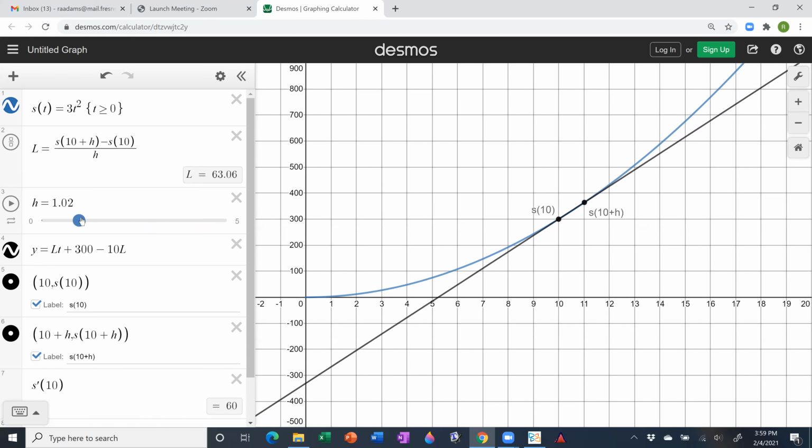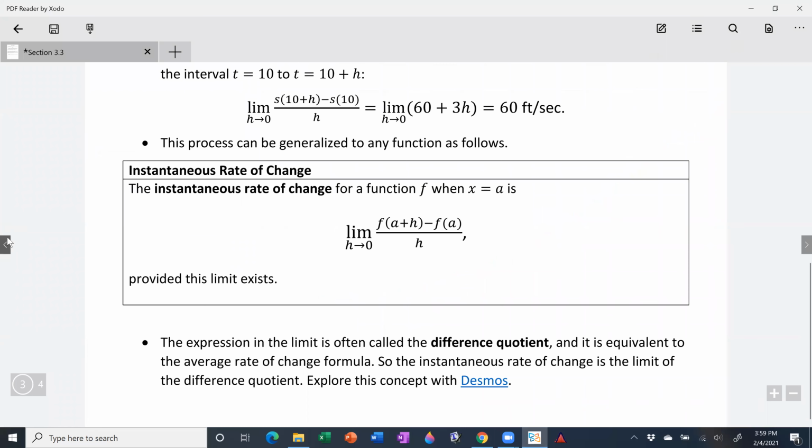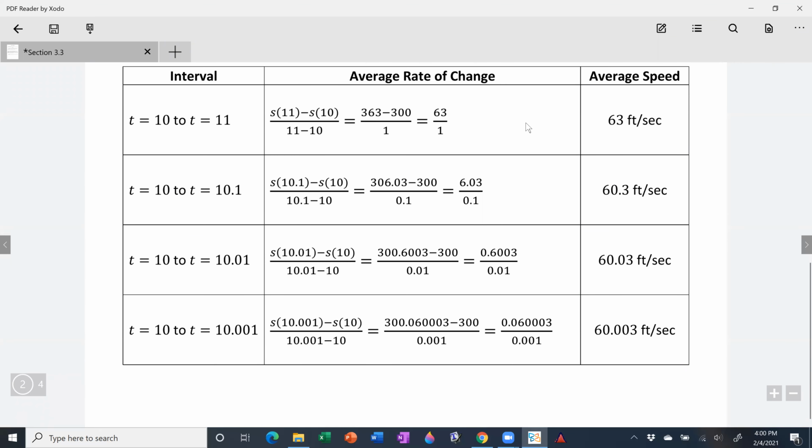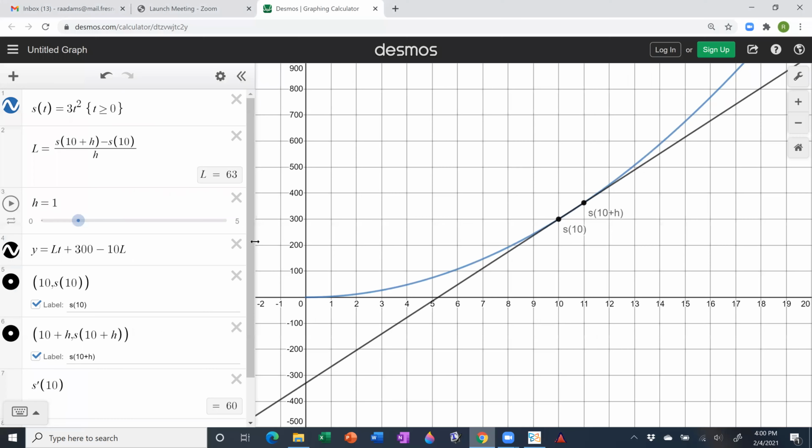And actually, I think we did one of these. If I let h equal 1, then that means it's from 10 to 11. And I believe we had that one calculated from 10 to 11, and it shows 63 feet per second. Okay, so that matches up. But we want it to go to 0. We want h to go to 0. We want these two points to lie right on top of each other. So let h go to 0, and boom. Right there, the two points lie right on top of each other.